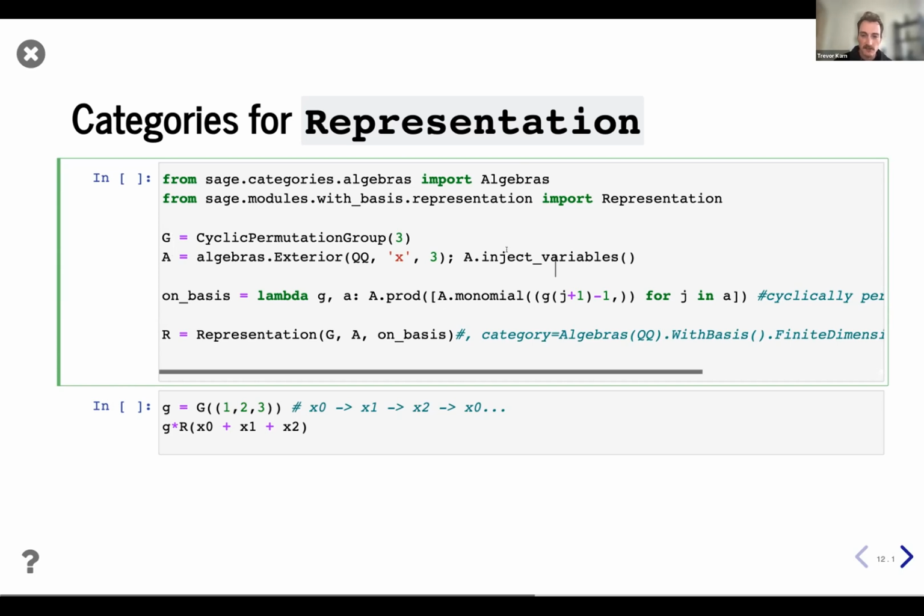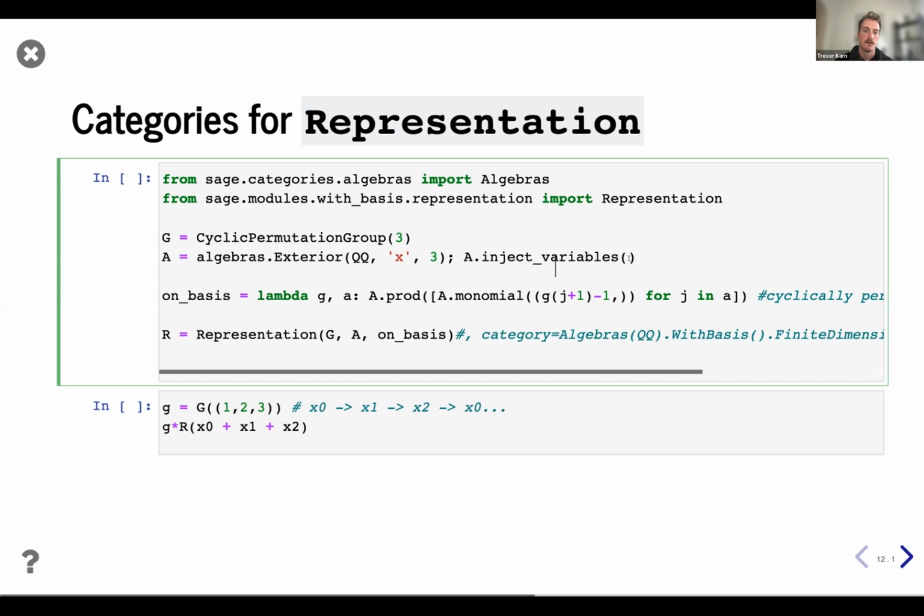Here's something that I didn't learn until after the summer, so I wanted to make sure to say it in case it's helpful for anyone else. If you call this inject variables method, you can then just use the generators. You don't have to call a ngens method and assign things to new variable names. Maybe you all knew about that, but just in case you didn't, that's something that I've found helpful.